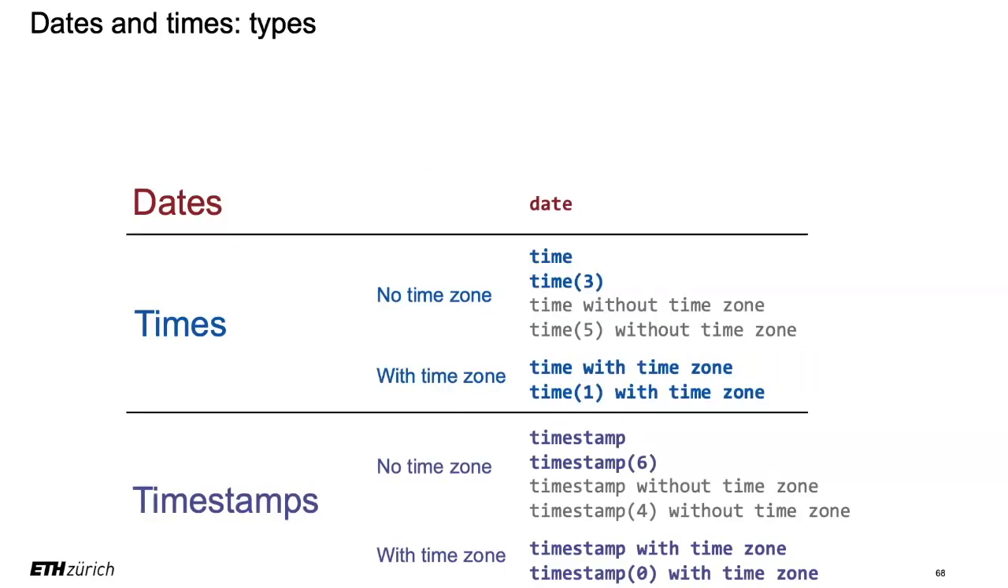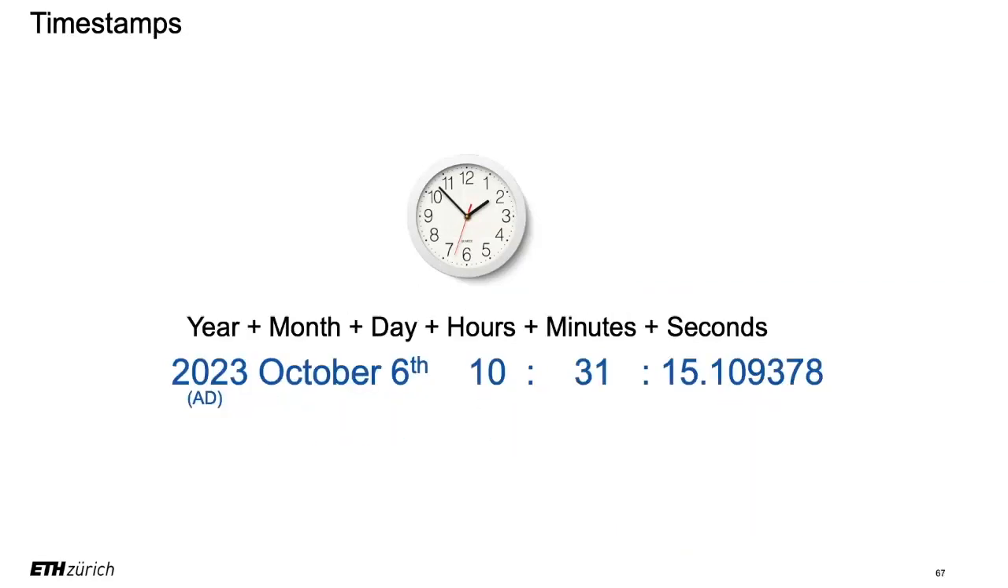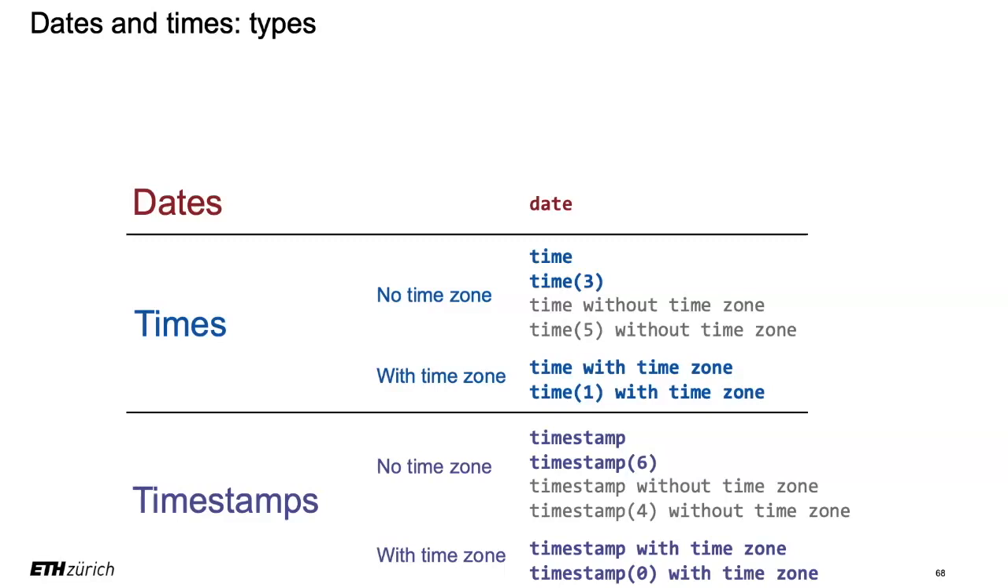Then, now the types. So that's a long list in PostgreSQL. So date is when you put a date. Then you have times. The little number behind it is the number of decimals after the seconds, up to 6. So in that case, we have just 3, so that's milliseconds.